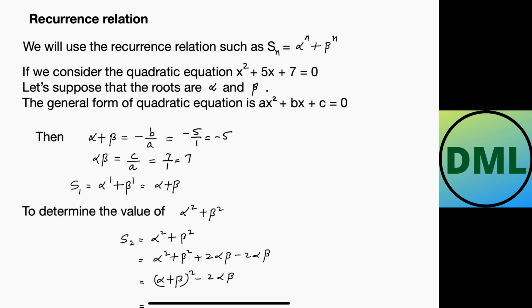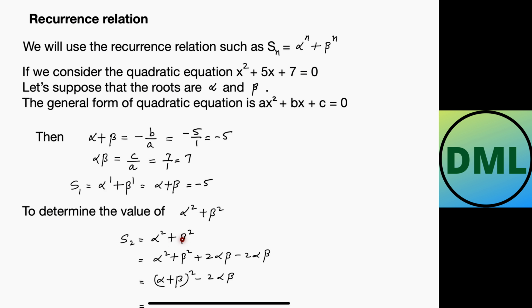If we substitute n is equal to 1 here, we will get S1 is equal to alpha raised to the power 1 plus beta raised to the power 1, which will give me the value as the sum of the roots, which is equal to minus 5. Let's write down here, alpha plus beta is minus 5, which is the same value for S1. Let's determine the value for alpha square plus beta square. In this case, I am putting n is equal to 2. S2 is equal to alpha square plus beta square.